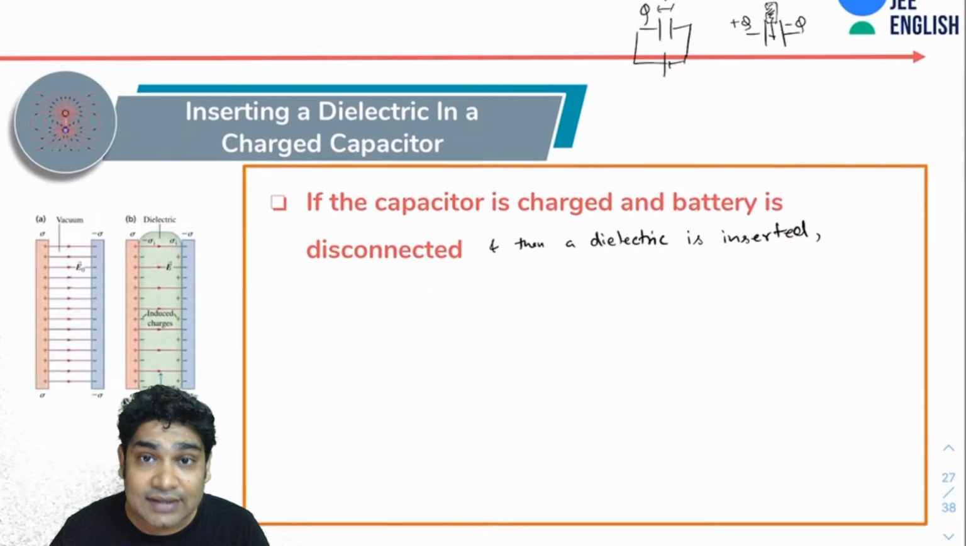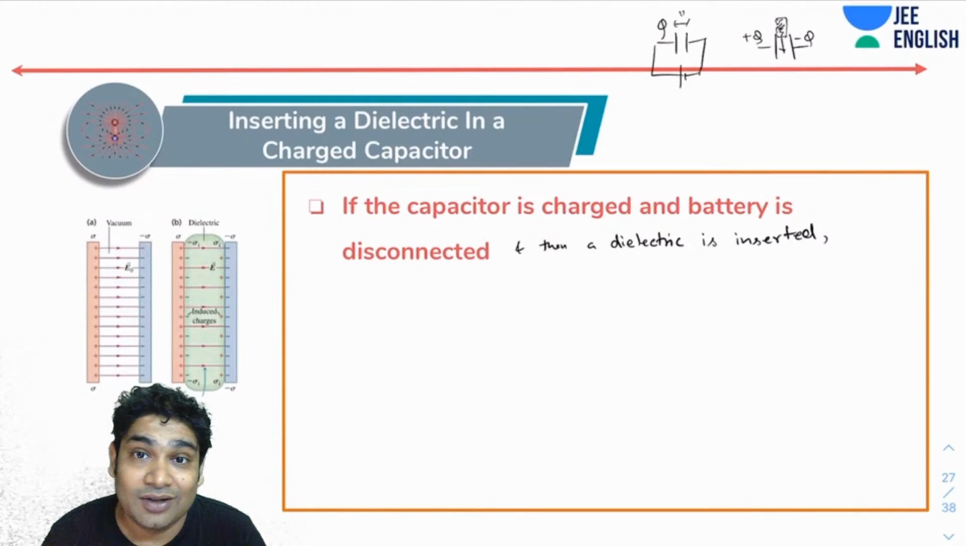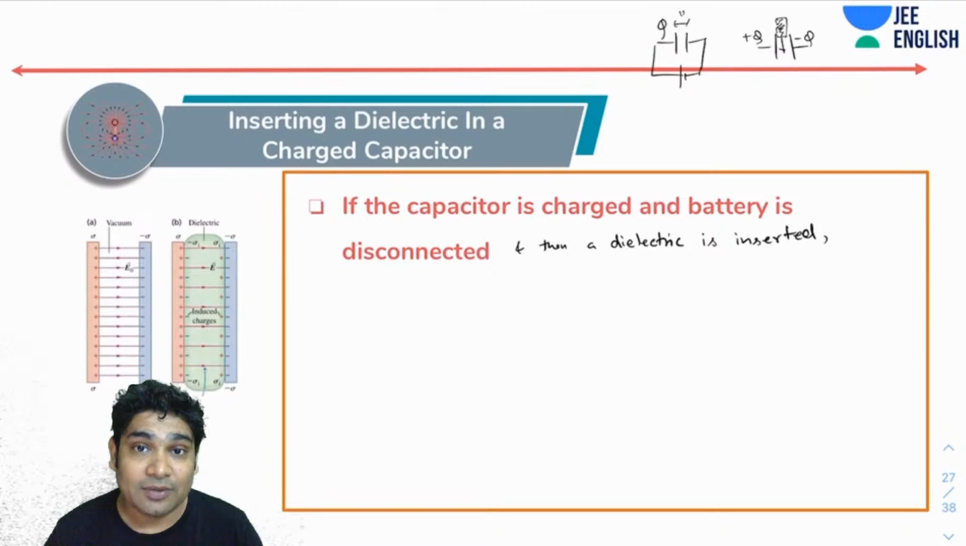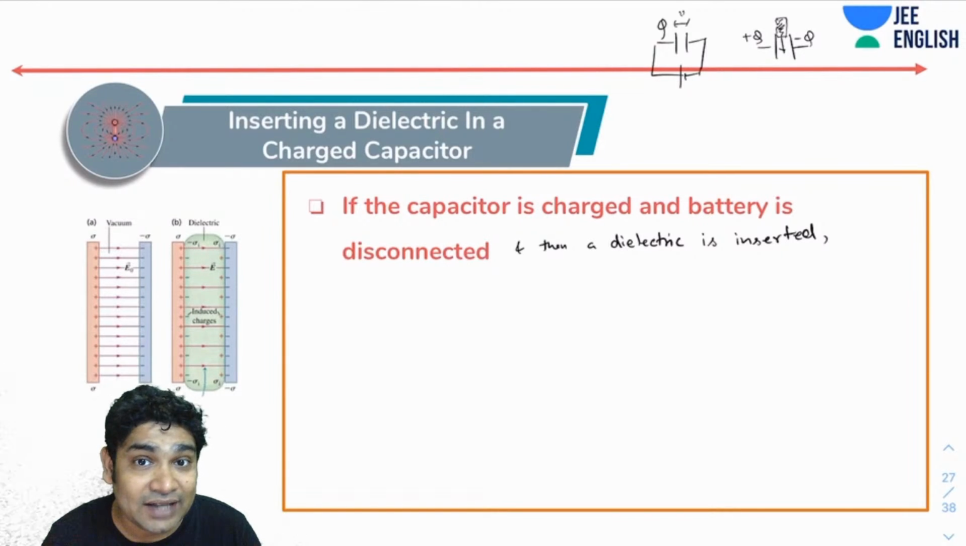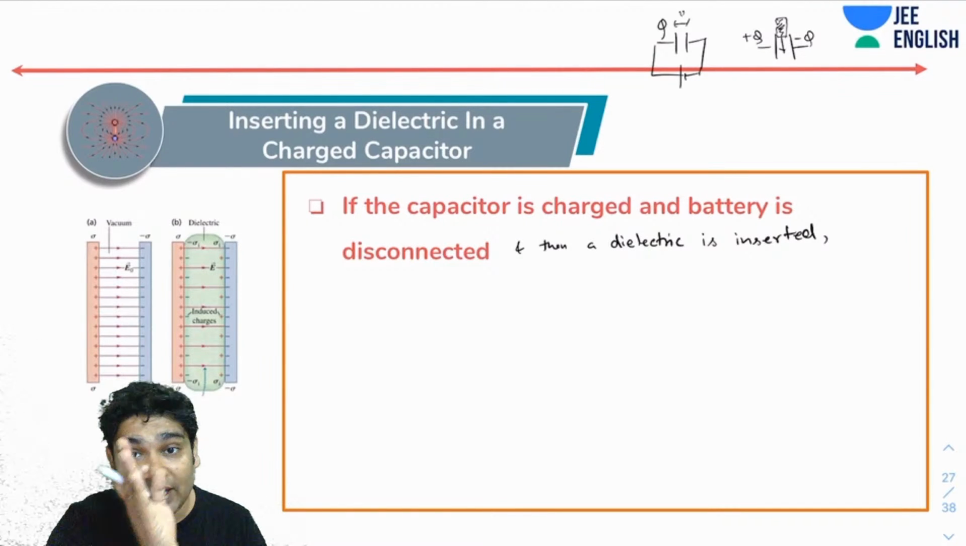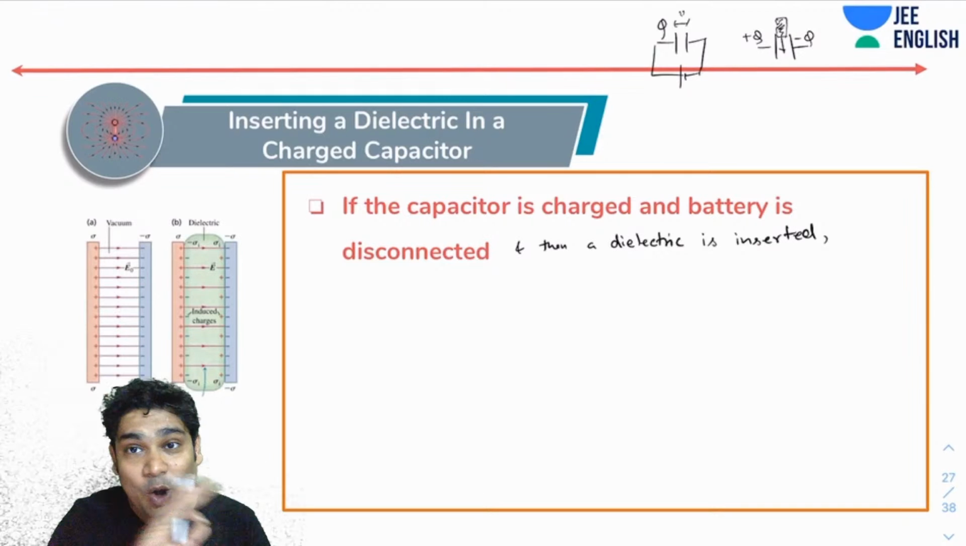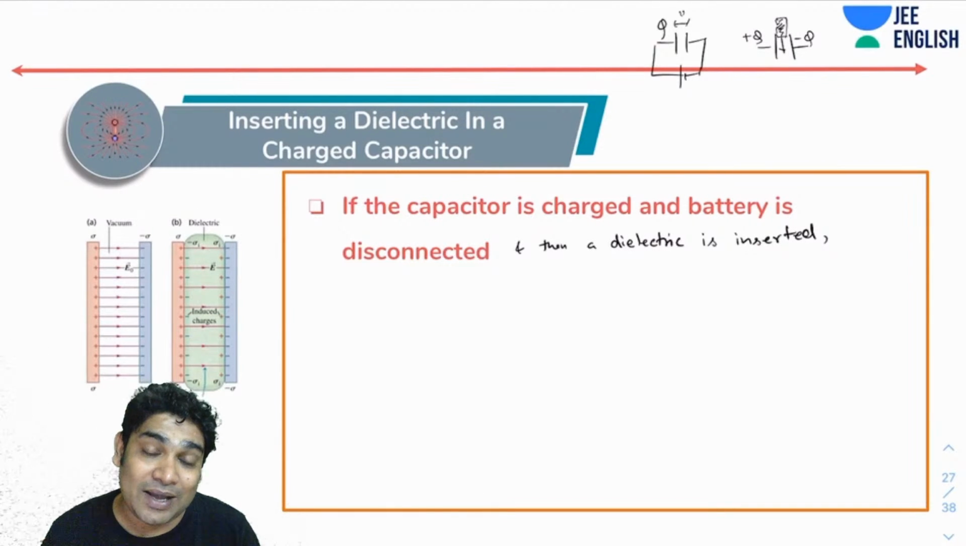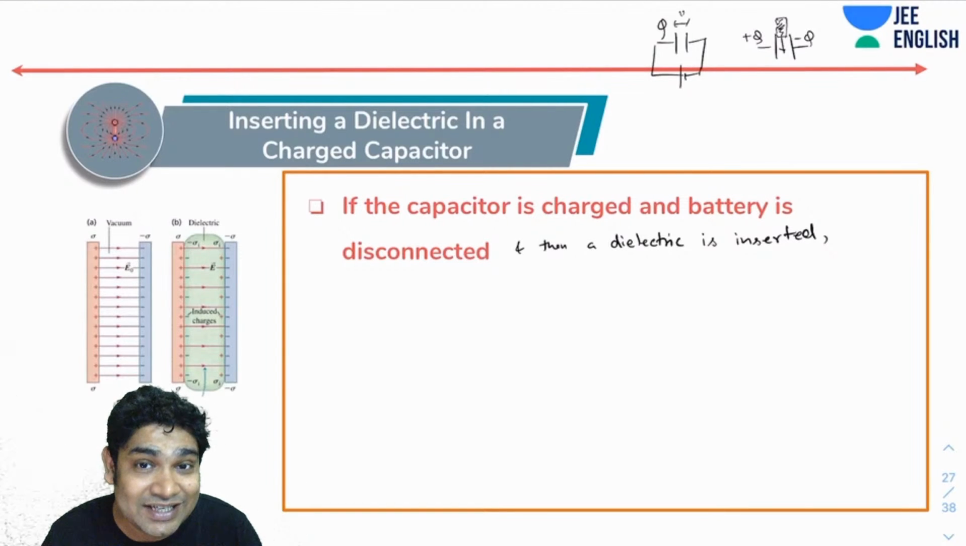you will realize that the charge now cannot change. Why? Because these are isolated plates of the capacitor. Both the plates of the capacitor are isolated. They are not in contact with anybody anymore, so they cannot transfer any charges to or from any object. So in such a case, the charge on the capacitor never changes.